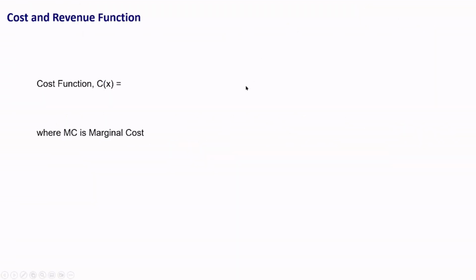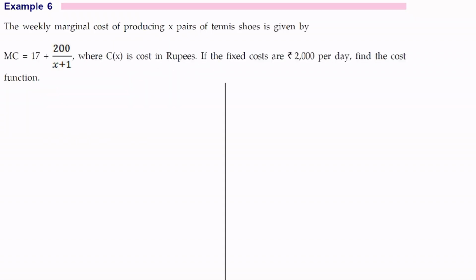Moving on, we have studied about the cost function and the marginal cost function. The marginal cost function is given by the derivative of the cost function. Now when the marginal cost function is given, we can find the cost function as integral of marginal cost function dx, where MC is the marginal cost. Now we'll see an example using this.